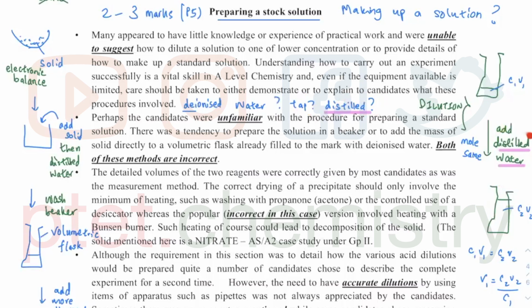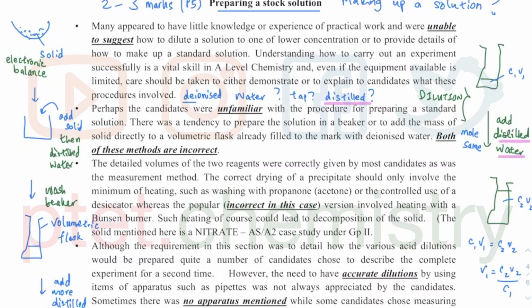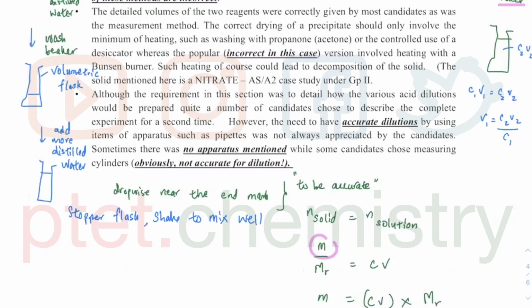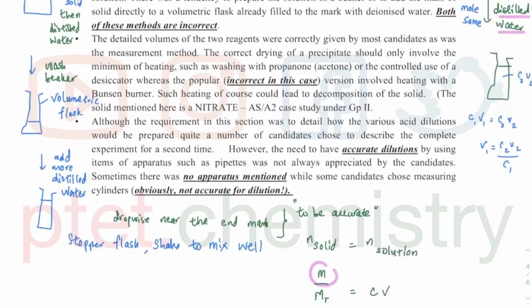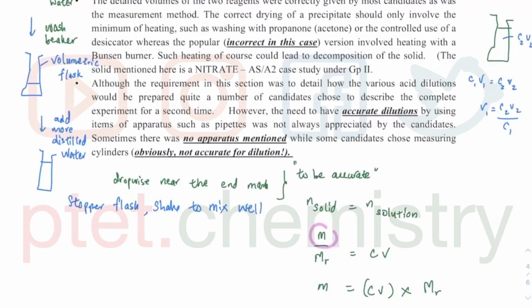We have to specify this whenever we make stock solution here. And also when we do dilution, we have to use distilled water to make it up to the mark. And you have to do it drop by drop, or dropwise near the end, to be as accurate as possible. Do not forget, stopper the flask. You have to shake in order to mix well. If you don't do this last step, then how can your solution have a uniform concentration? This is to get uniform concentration.